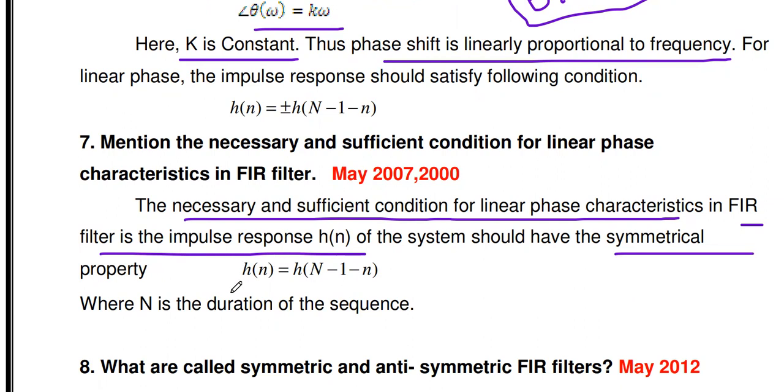That means h of n is equal to h of N minus 1 minus n, or the anti-symmetrical property is also there, which means h of n is equal to minus h of N minus 1 minus n. So combinedly we can take this condition, h of n is equal to plus or minus h of N minus 1 minus n. If h of n equals h of N minus 1 minus n, it is a symmetrical property. If h of n is equal to minus h of N minus 1 minus n, it is an anti-symmetrical property. So this is the necessary and sufficient condition for the linear phase characteristics of FIR filter.